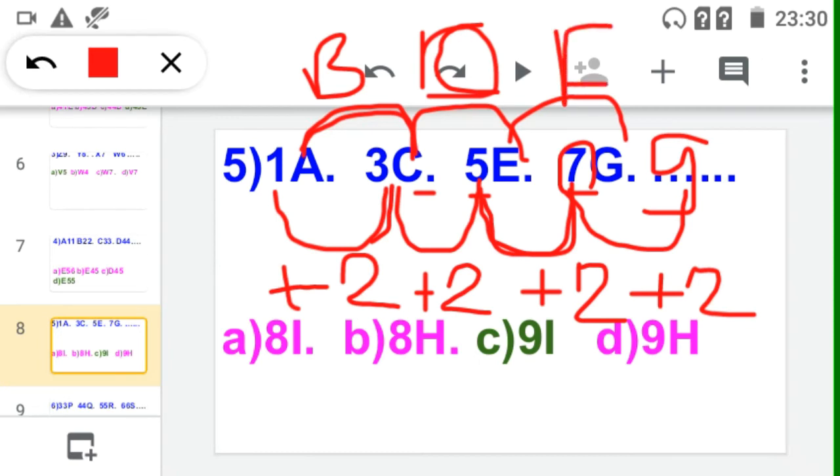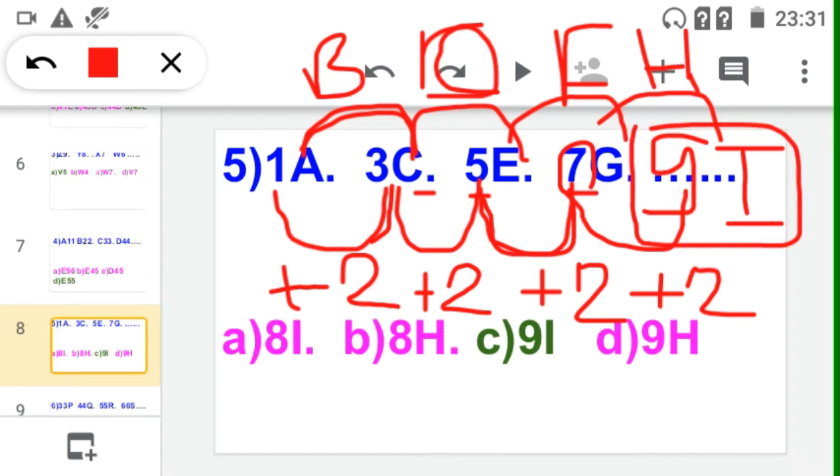So now after G, which alphabet will come? So that is H. Then H is dropped, then after H which alphabet will come? So that is I. So after 9, I should be there. So your answer is 9I. So see in the options, where is 9I? So that is C option. So C option is correct.